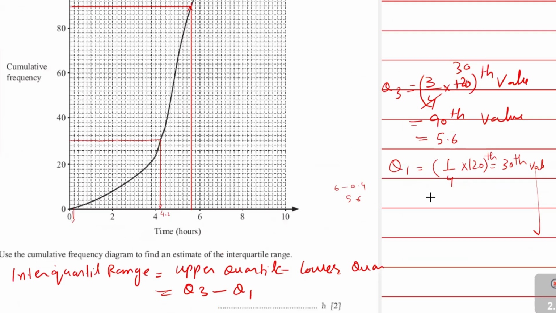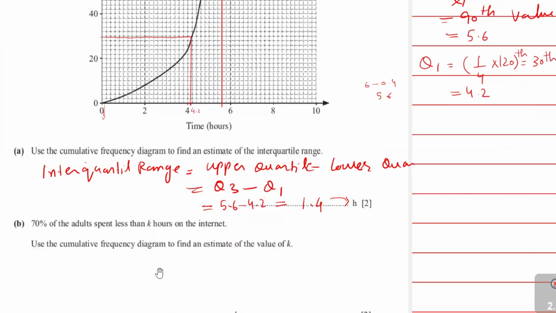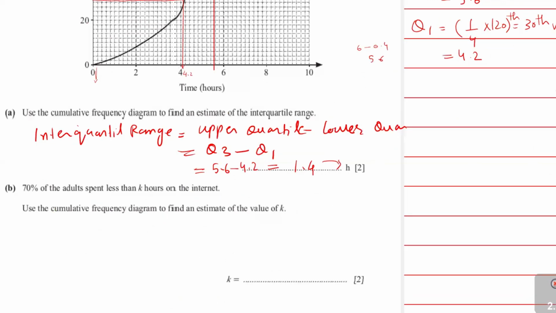We write 4.2. Now the difference of Q3 minus Q1 is 5.6 minus 4.2, and this will be equal to 1.4 hours, the interquartile range. Next, 70% of adults spend less than K hours on the internet, and using the cumulative frequency diagram, find an estimate of the value of K.